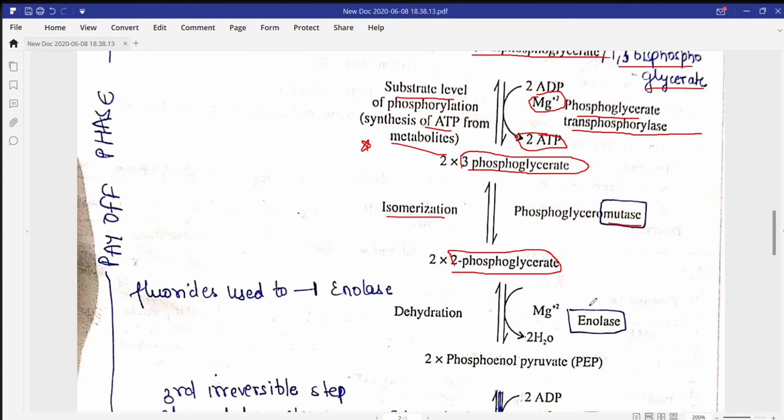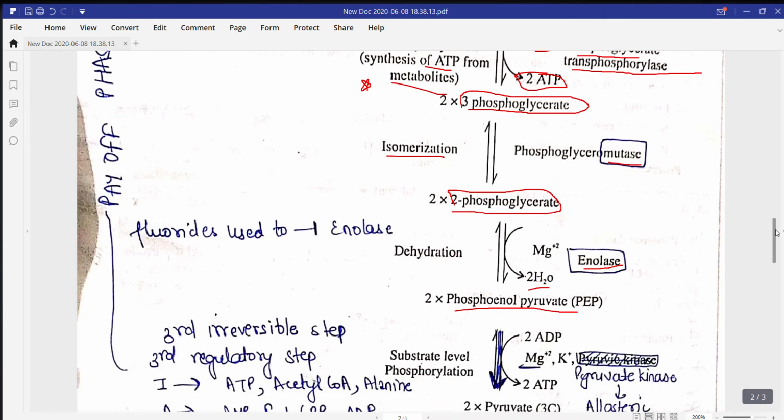Now, the next step is this 2-phosphoglycerate will undergo a dehydration process. Dehydration means removal of water. With the help of the enolase enzyme, it forms phosphoenol pyruvate. Two molecules of phosphoenol pyruvate. Please remember these two molecules. Why? Because these are 3 carbon molecules and we need a 6 carbon molecule, so we require twice the amount.